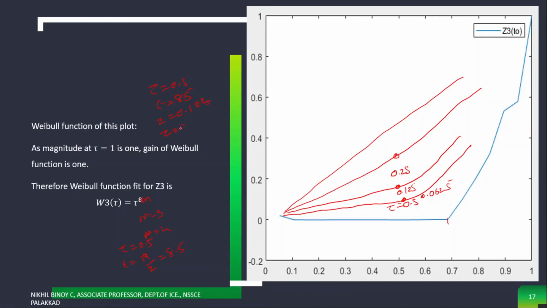Then z2 is equal to z2 or w3, whatever it is, the magnitude, so that value is very small. So in order to get a very small value, we have to take tau something around 8 or 9 or 10, a very large value we have to take, because we have a very small value corresponding to t equal to 8 or tau equal to 0.5.